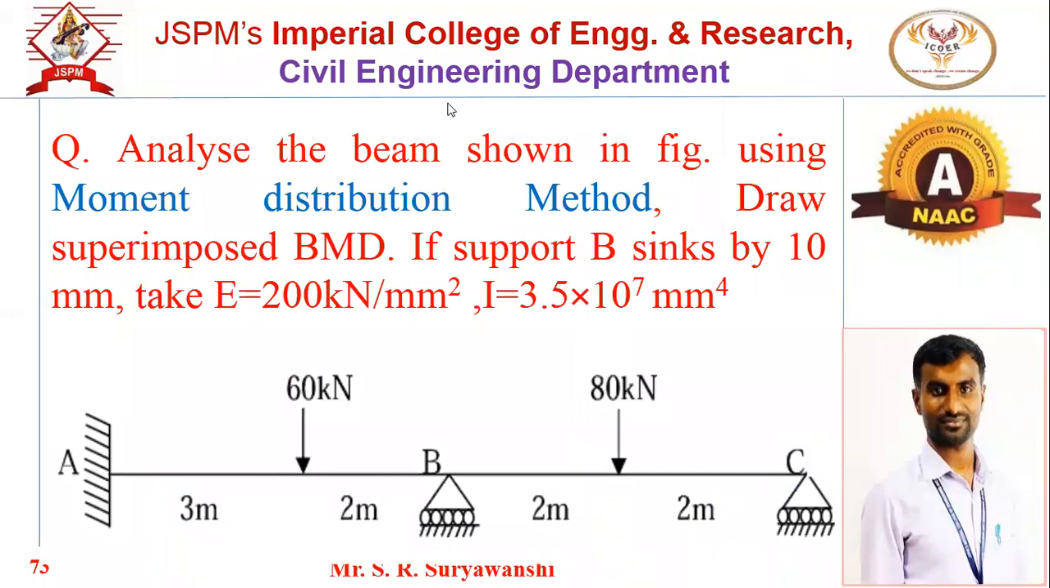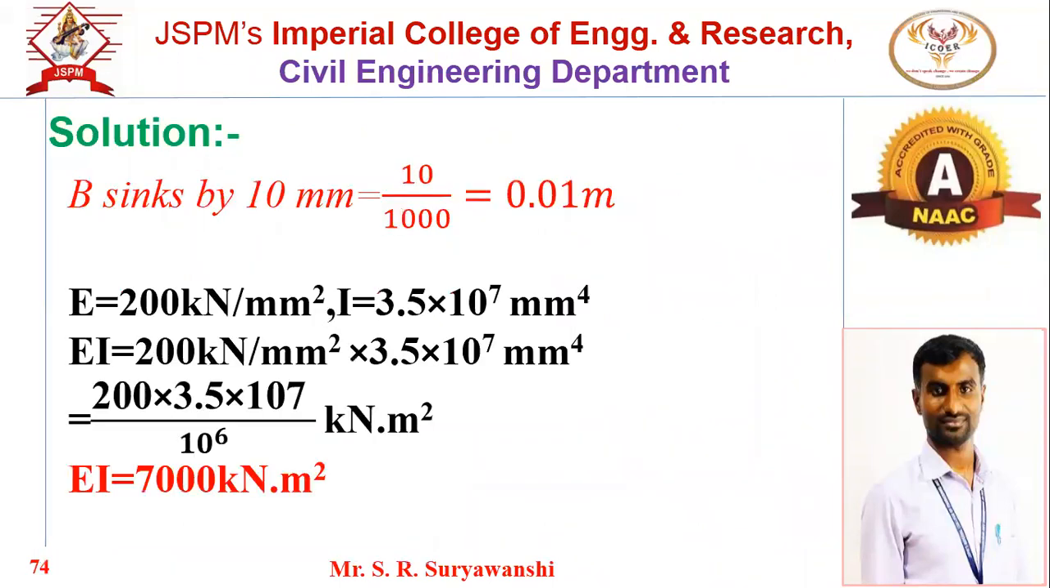Now in case of the support settlement, what will they give? They will give the beam, they will mention which support is having the settlement, they will give the amount of settlement in mm, then they will give either the value of EI directly or the values of E and I separately. Okay. Now the first thing you have to do is the conversion. Convert that amount of delta into meters and get the value of EI in kilonewton into meter square.